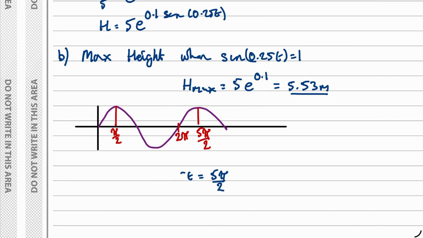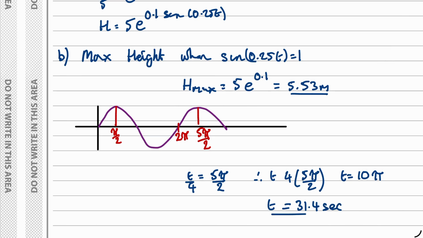And we know this can be written as a fraction of t over 4, so therefore t will be 4 lots of 5 pi over 2, so t will equal 10 pi. And we can work this out as a decimal. The next time will be 31.4 seconds. Okay?